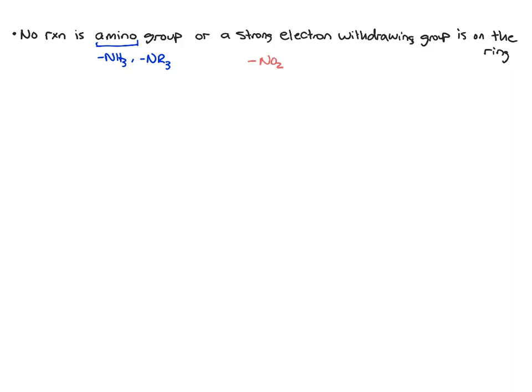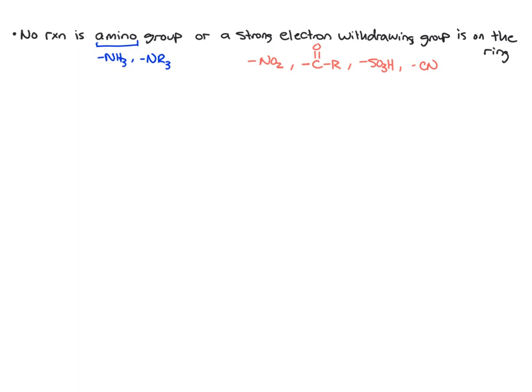A nitro group, a carbonyl. It's not as strong as the nitro, but it's still fairly strong. Sulfonic acid group, cyano group, those are all fairly strong withdrawing groups. Those prevent the Friedel-Crafts reaction from taking place. So just to give you an idea of what I mean here.